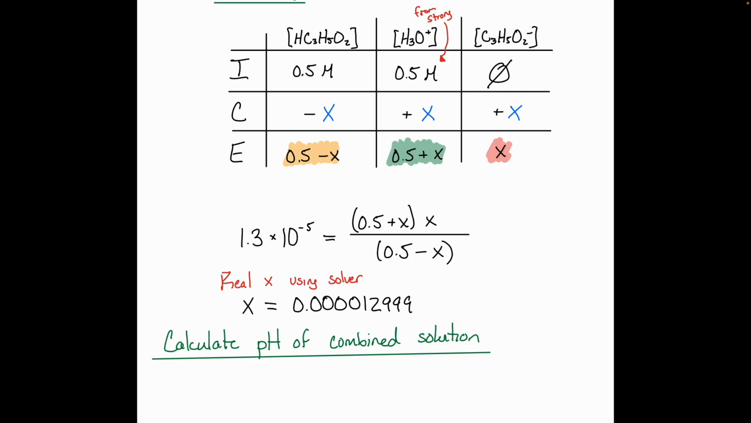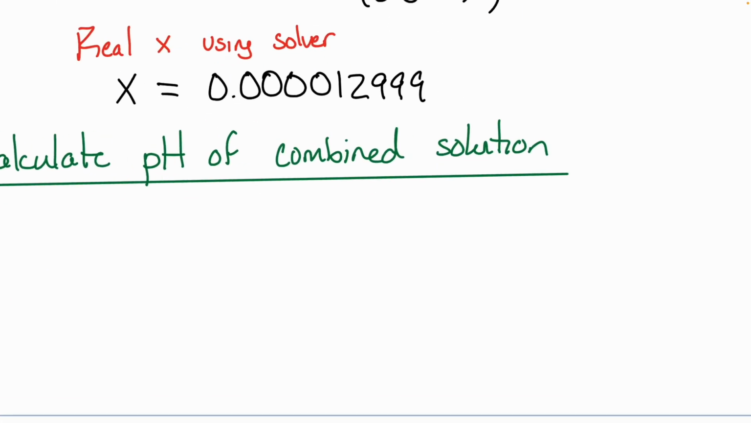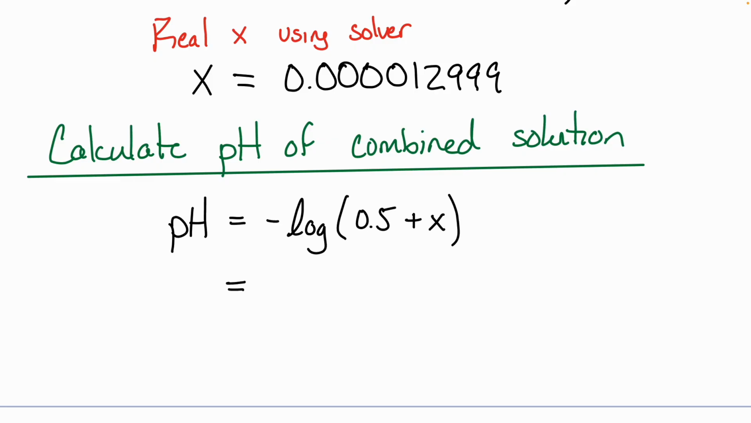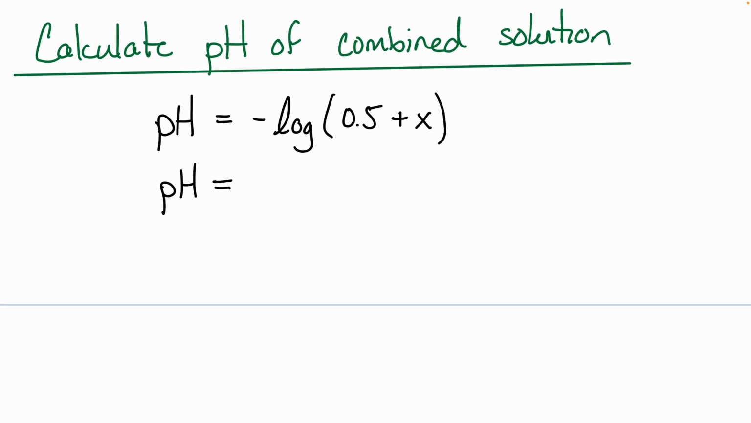All right, so I'm going to do the negative log of my 0.5 plus that value of x and my pH is 0.3010.